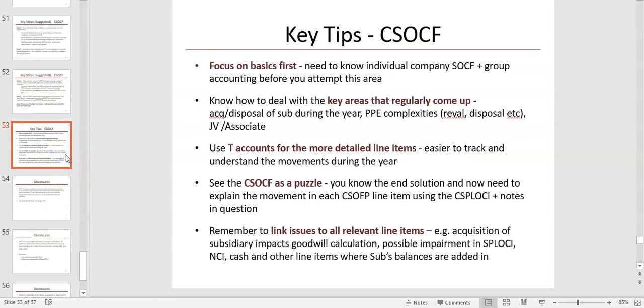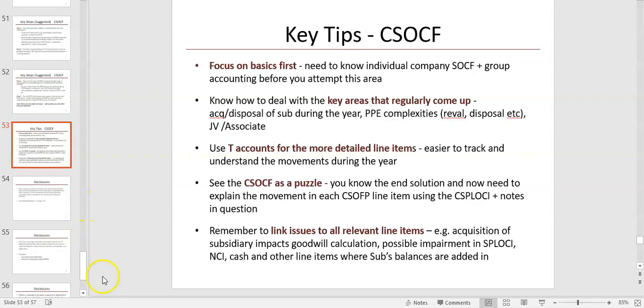Right? But as I say, your key tips in terms of a statement of cash flows, focus on the basics first. Be able to do an individual statement of cash flows, which is question 1 and question 2 in the pack. Then worry about the group accounting. How do you deal with the key areas that regularly come up? The acquisition or disposal of a subsidiary, key issues around the equity method, dealing with a joint venture or associate, or dealing with NCI. If you want to, by all means use T accounts. Some students like them, other students prefer to use the Collimer method because they're happy enough they can do it quite quickly. But that's fine. Whatever way you want to do it, as long as it works for you.